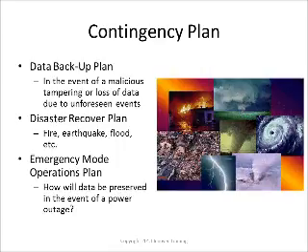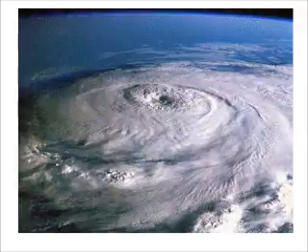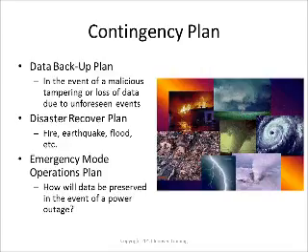So let's talk about a contingency plan. This is a data backup plan in the event of malicious tampering or loss of data due to unforeseen events. A disaster recovery plan, such as for fire, earthquake, flood, etc. We talked about Hurricane Katrina and what happened when records were lost in our last lesson. Emergency mode operation plans. How will data be preserved in the event of a power outage?